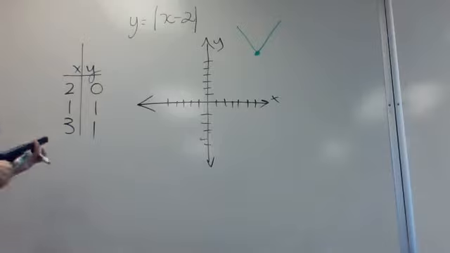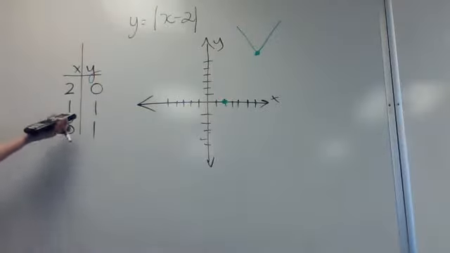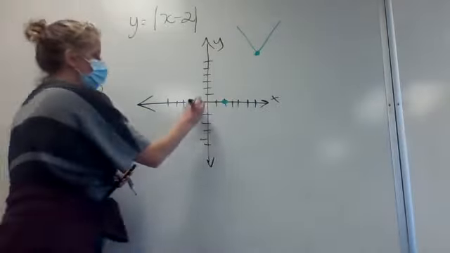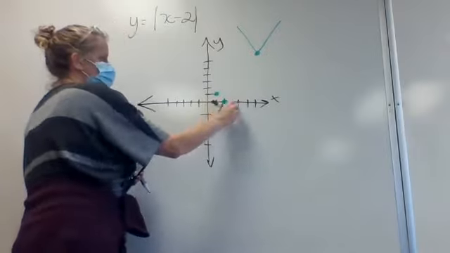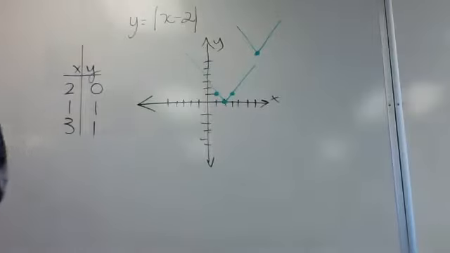So to the right 2, up and down 0. Right 1, up 1. And the last point is right 3, up 1, and then it'll connect them.